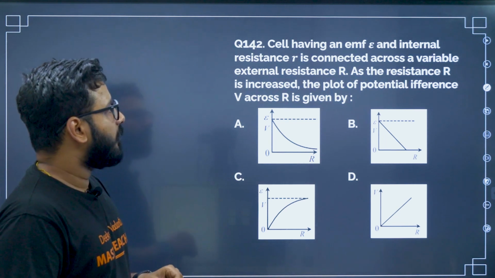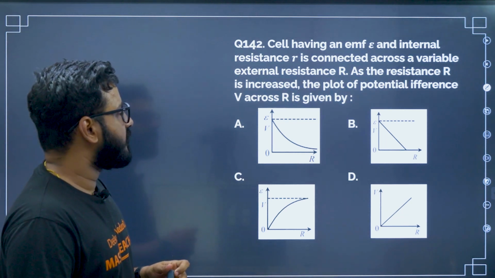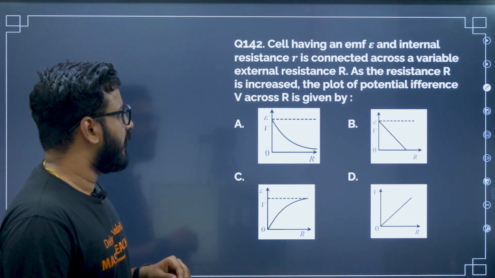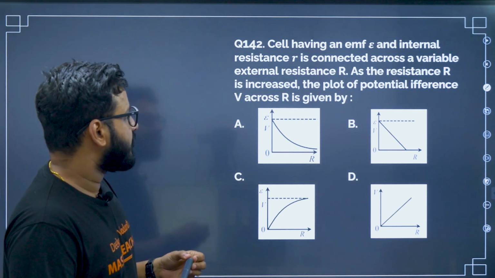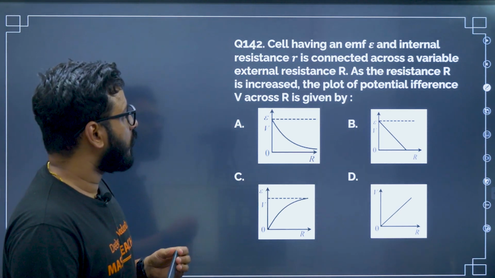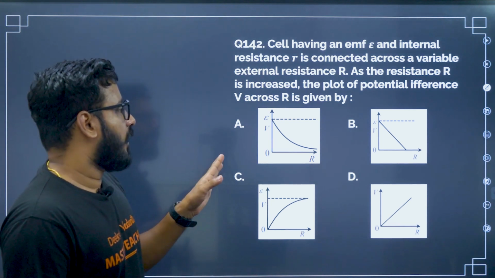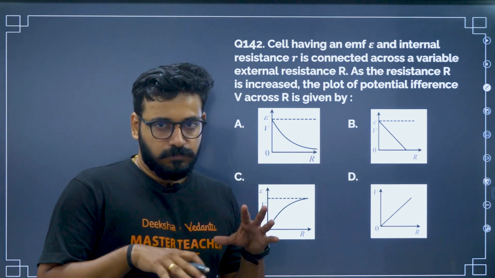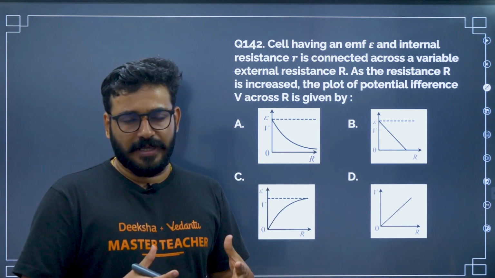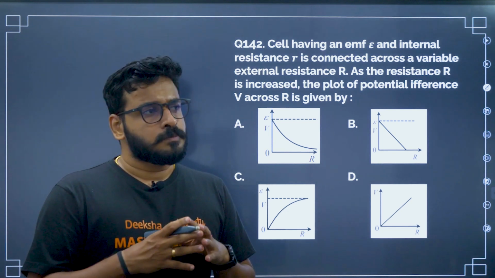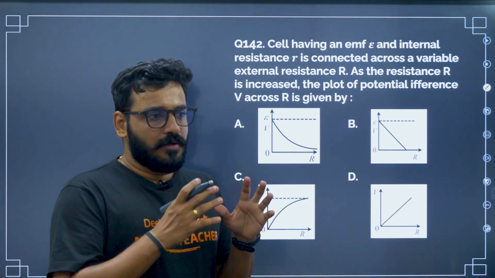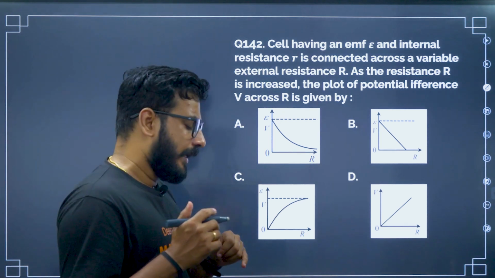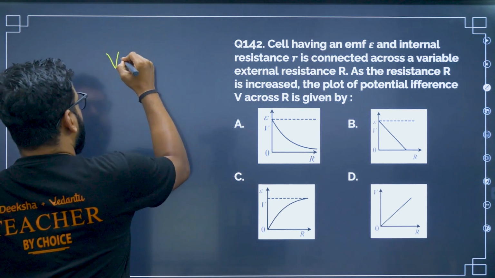A cell having an EMF epsilon and internal resistance r is connected across a variable external resistance R. As the resistance R is increased, the plot of potential difference V across R is given by. See, the basic question where you can apply Ohm's law. Ohm's law suggests that V is proportional to I, so V is equal to IR.